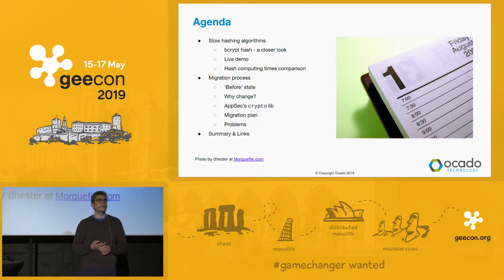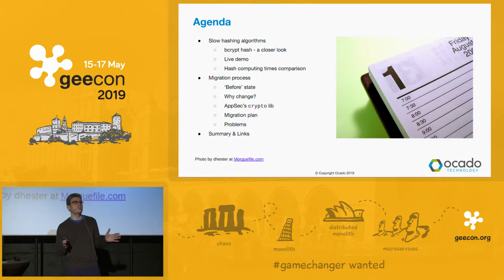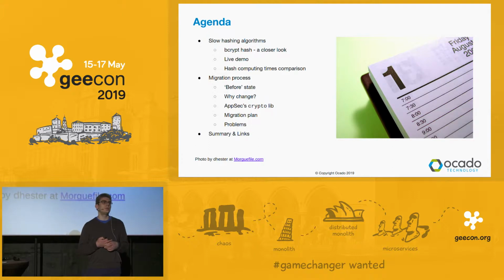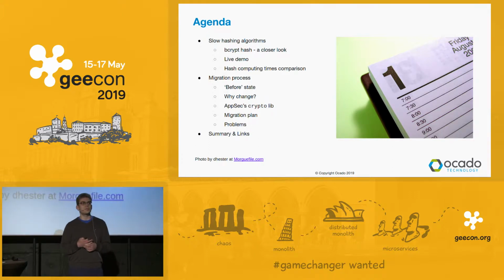Right, so straight to the agenda. Basically, it will consist of two parts. The first part will be a more theoretical part about slow hashing algorithms, what they do, how they work, a little bit about this, and some comparison. And the second part is the actual case study, where we did a migration of password hashes in www.ocado.com, and I'll run you through the process and tell you about the problems that we had, tell you the plan, everything, and the summary.